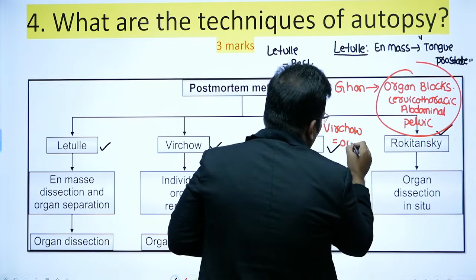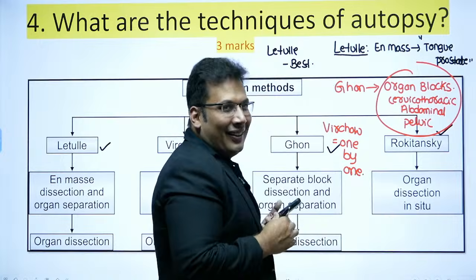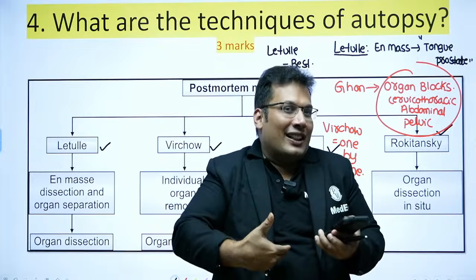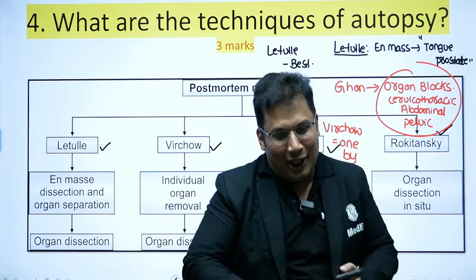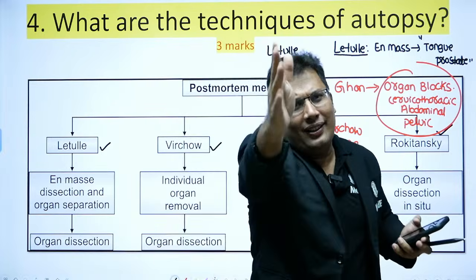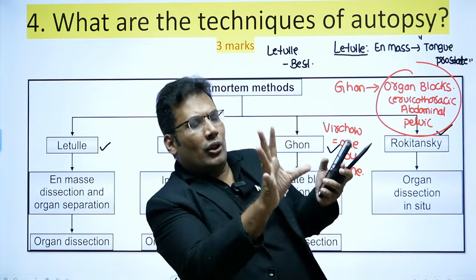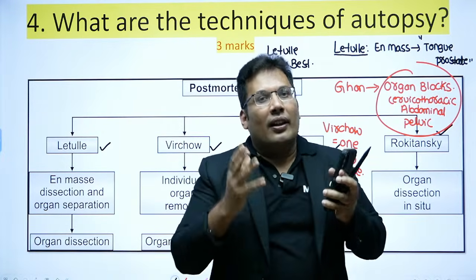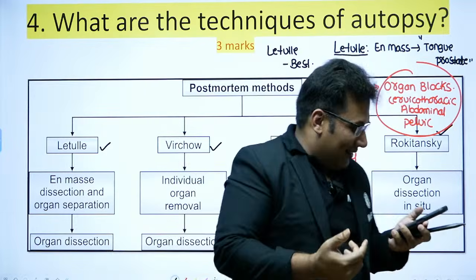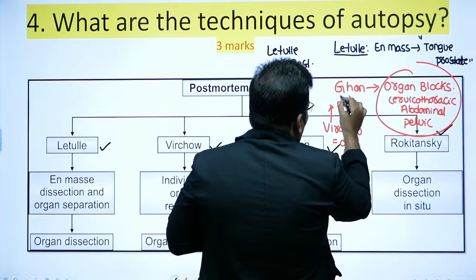So Virchow means 1 by 1. That means you are going to remove the organs 1 by 1. For example, opening the thoracic cavity, removing heart, then removing lungs, then removing other organs 1 by 1. Just open the midline incision, then take out the heart, examine the heart, okay, lungs examine, okay, like that. So the 1 by 1 technique is known as Virchow technique. It's the most common technique.